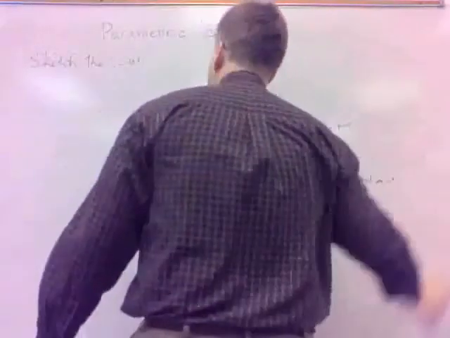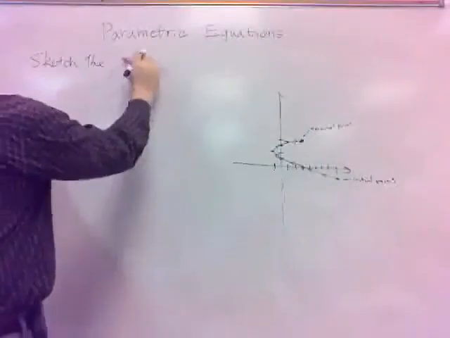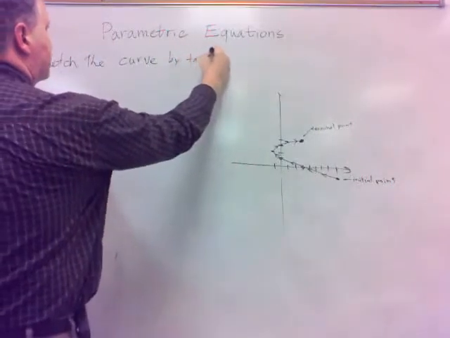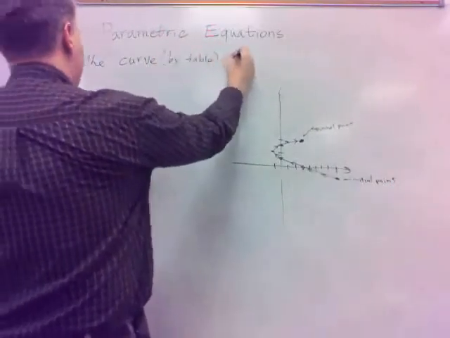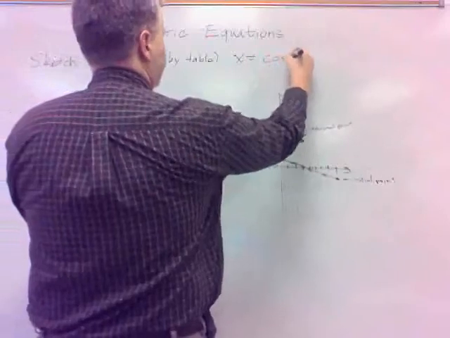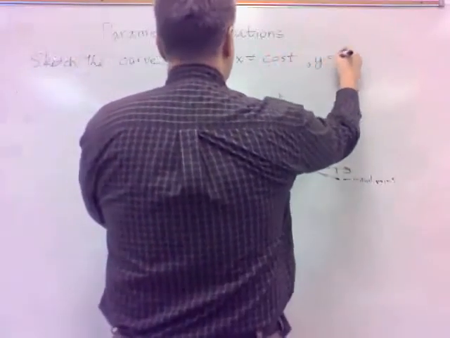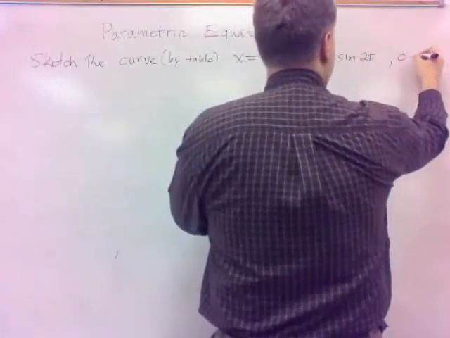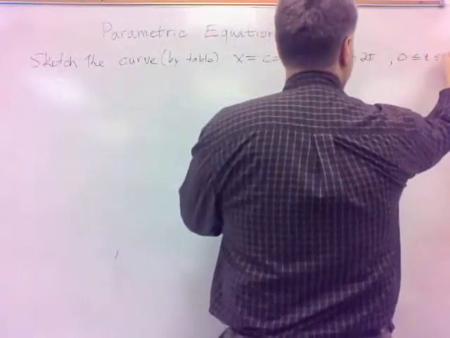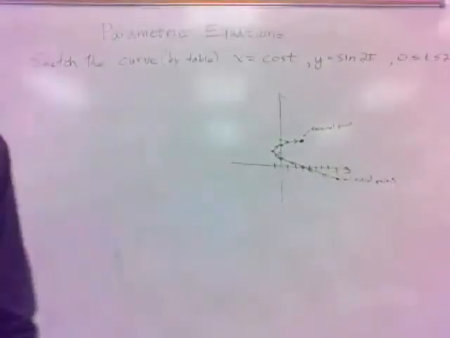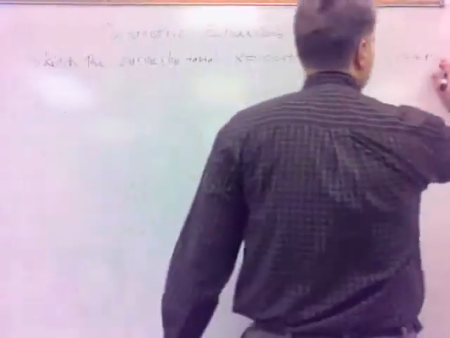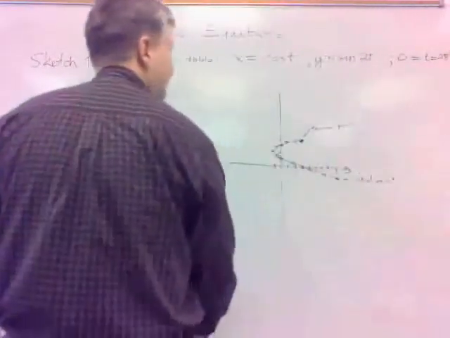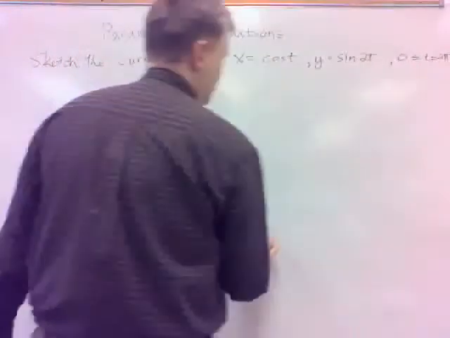Here's another one. Sketch the curve by table. By using a table. All right, this is going to be x equals cosine t, y equals sine of 2t, and we're going to go 0 is less than or equal to t is less than or equal to 2 pi. And so here, obviously, what's t basically playing the role of? It's obviously an angle, right? But let's see what happens.